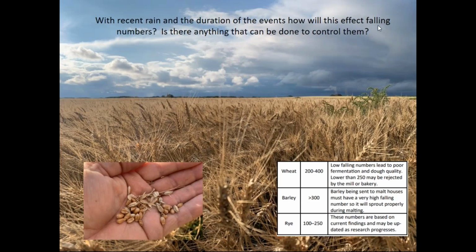Okay, next question is going to go to Ann Kirk. Recent rains and the duration of the event, how is that going to affect falling numbers? And is there anything that can be done to reduce the problem with falling numbers?